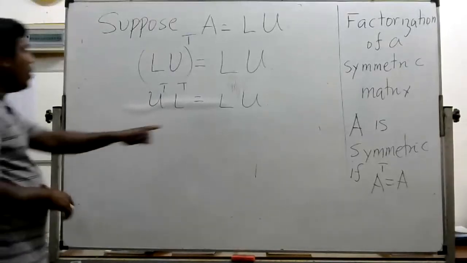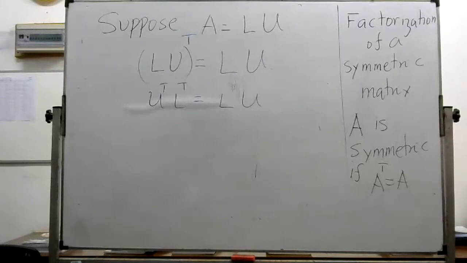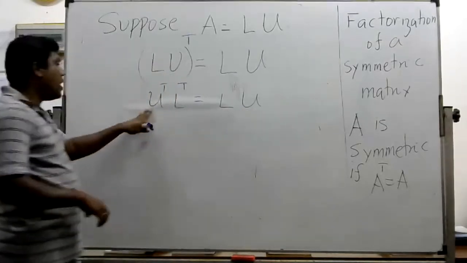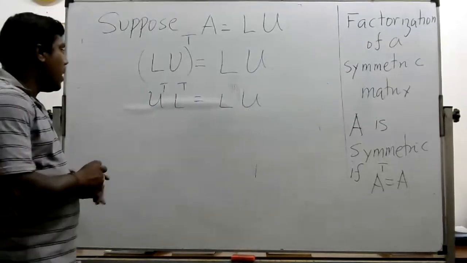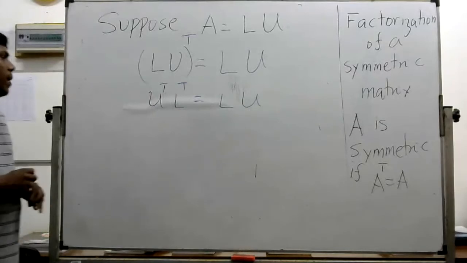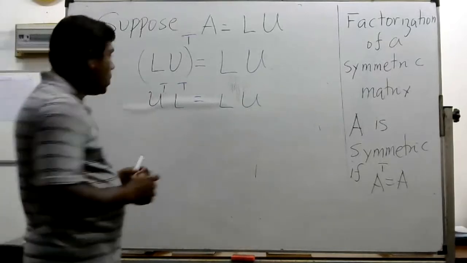So L is a lower triangular matrix, so L transpose is an upper triangular matrix. You know that. And U is an upper triangular matrix, so U transpose is a lower triangular matrix. So what I am going to do now is combine the lower triangular matrices together and the upper triangular matrices together. Right?